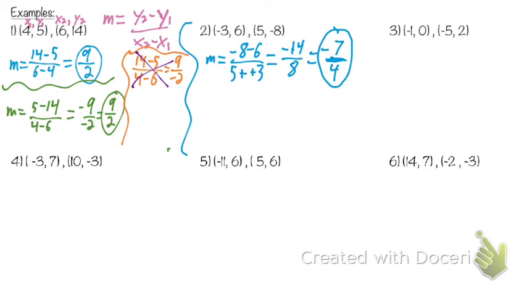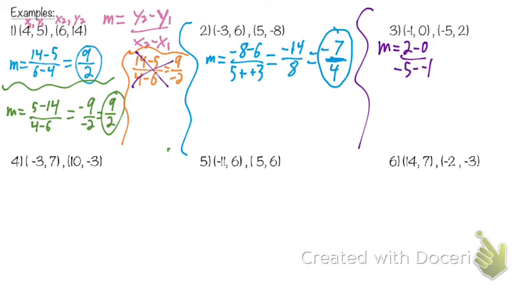Good. I want you guys to try number 3. When you have number 3 or have questions, go ahead and raise your hand. So, on this one, does anyone want to volunteer to help me set this one up? A couple different ways we could. Okay. Abby. 2 minus 0 over negative 5 minus negative 1. Very good.